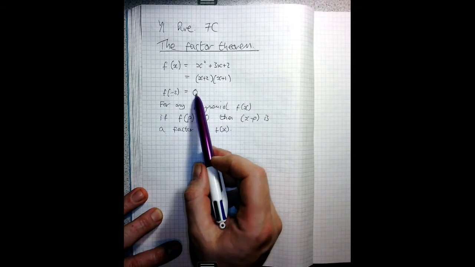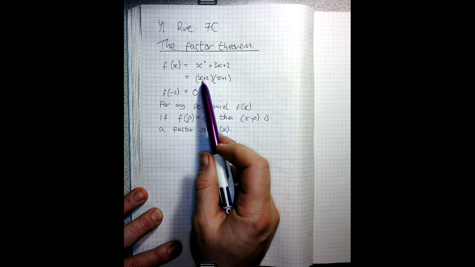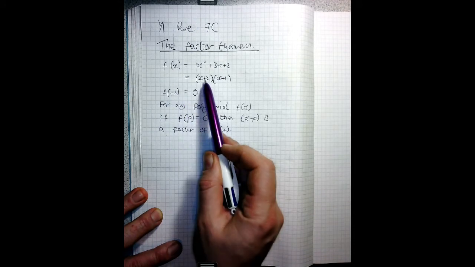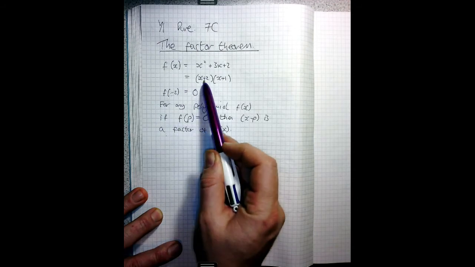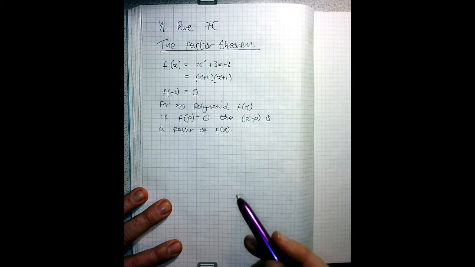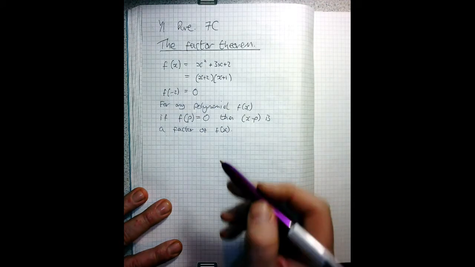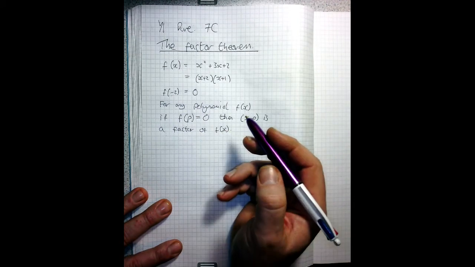So if I have a number which I sub in and I get a value of 0, then I've also got a factor. Just be careful, there's a sign change, and I think you can see why there's that sign change. Okay, so I can use this to factorise cubics.